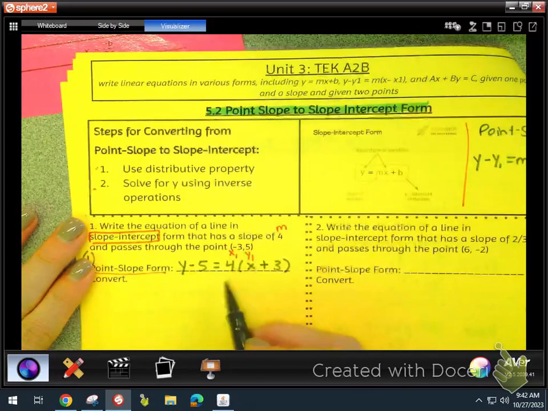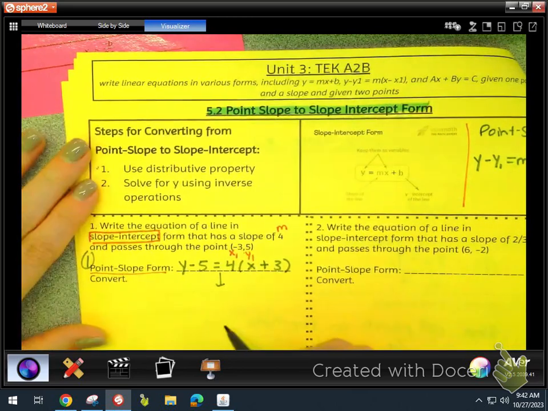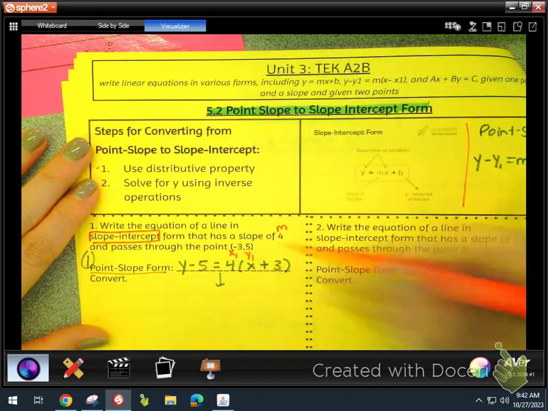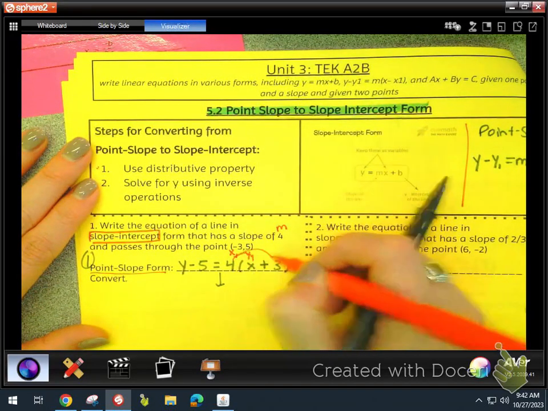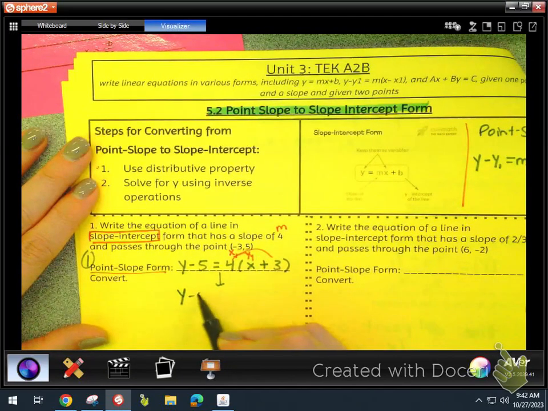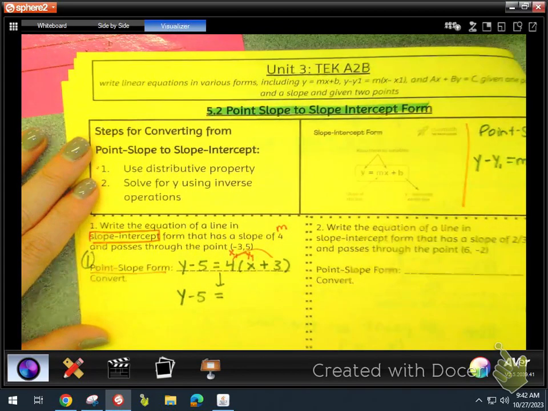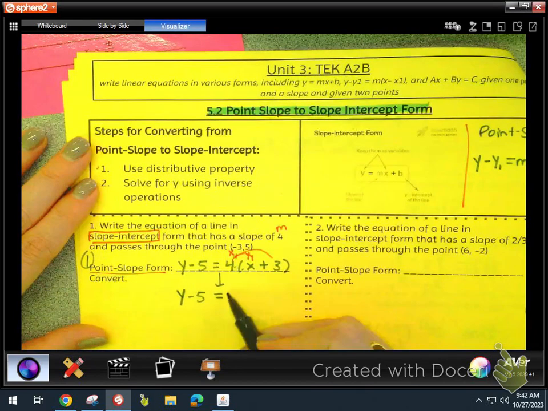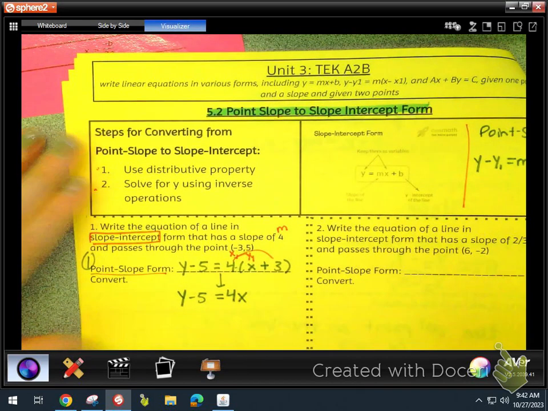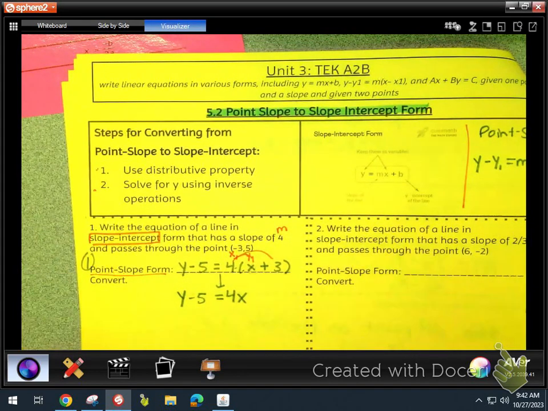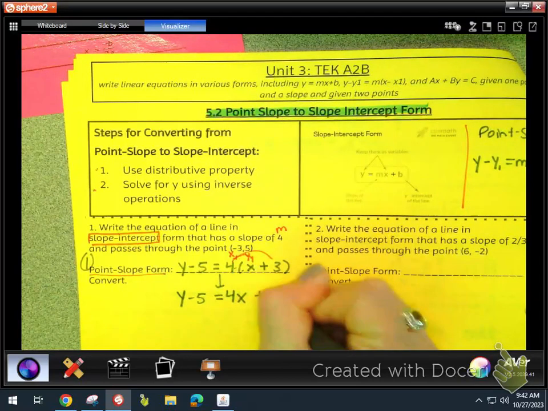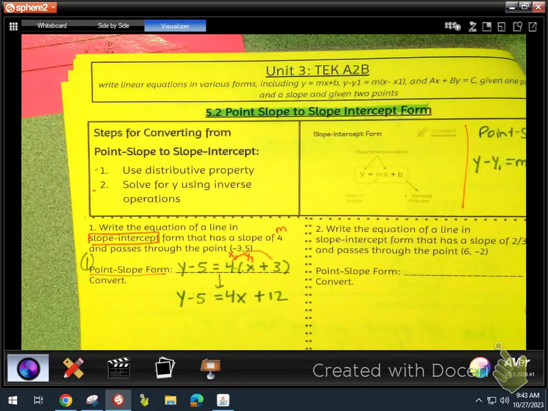Now we need to convert it. This is what y'all did on your last test. Step 1 to convert is to use the distributive property. So what are you going to distribute? The 4. So we're going to keep y minus 5 the same. 4 times x is 4x, and 4 times +3 is +12. That's step 1. And then what?